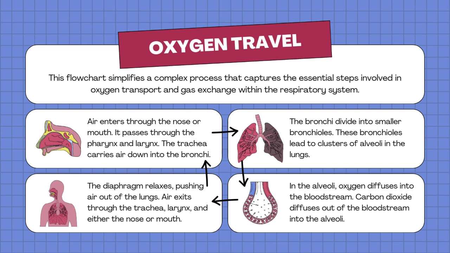The diaphragm relaxes, pushing air out of the lungs. Air exits through the trachea, larynx, and either the nose or mouth. In the alveoli, oxygen diffuses into the bloodstream. Carbon dioxide diffuses out of the bloodstream into the alveoli.